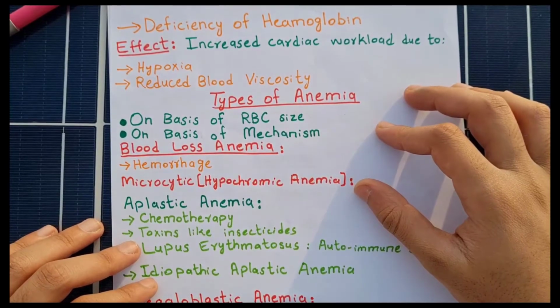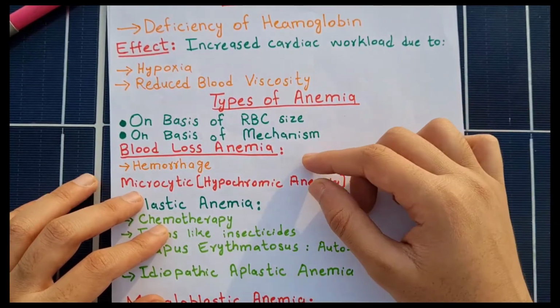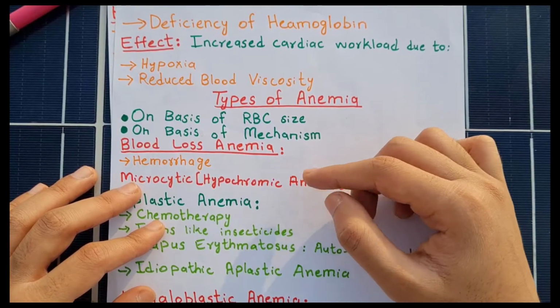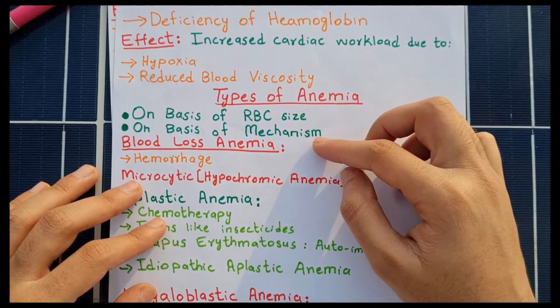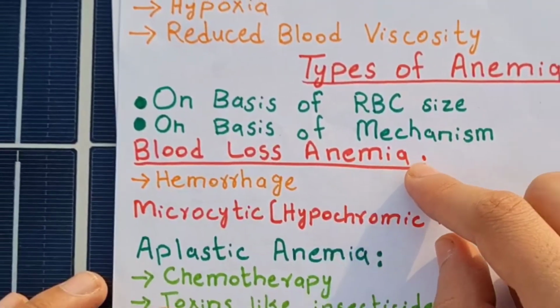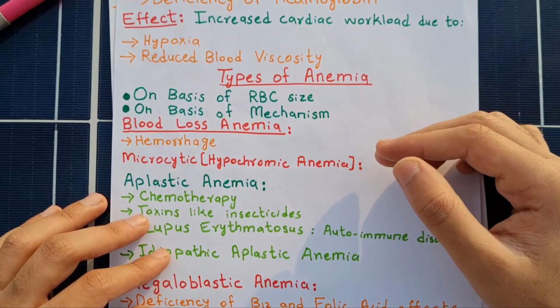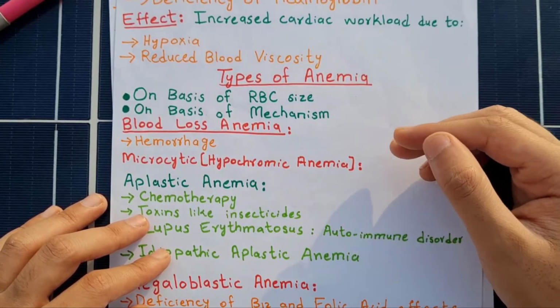As we will discuss causes of anemias along with their types, it will be better to discuss them on the basis of mechanism. So we will discuss different types of anemia on the basis of mechanism. So let's start. First of all, we have blood loss anemia. As clear from the name, blood loss anemia results from excessive loss of blood from our body.